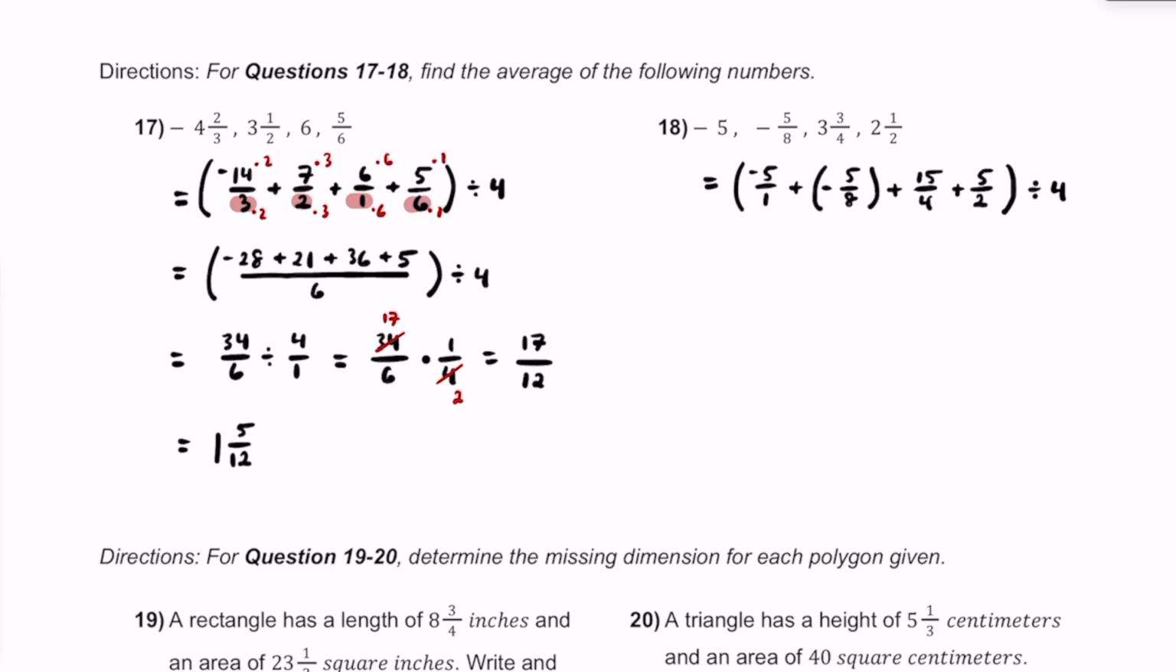We need some common denominators here. If you look and see, we have 1, 8, 4, and 2, so it's not too bad.